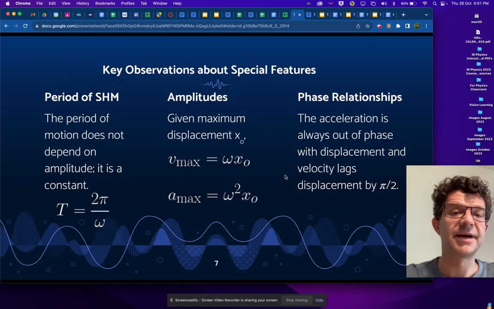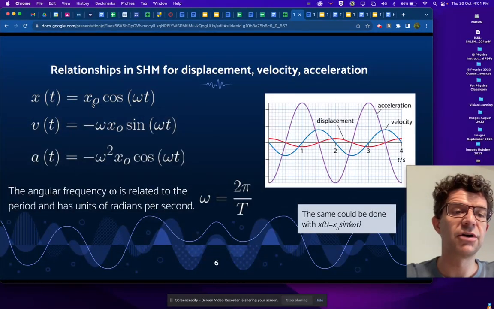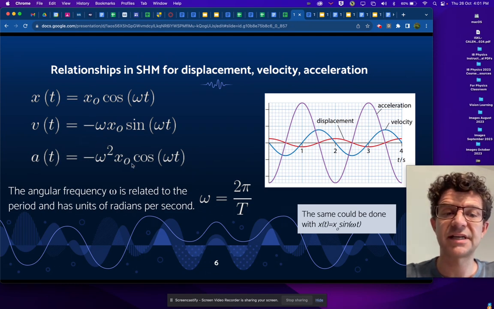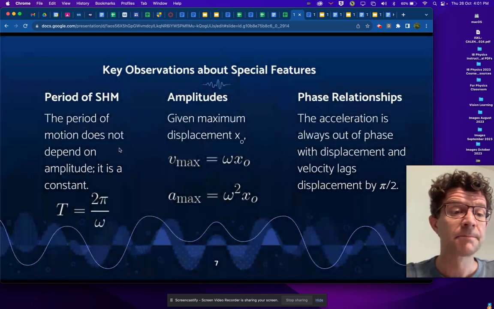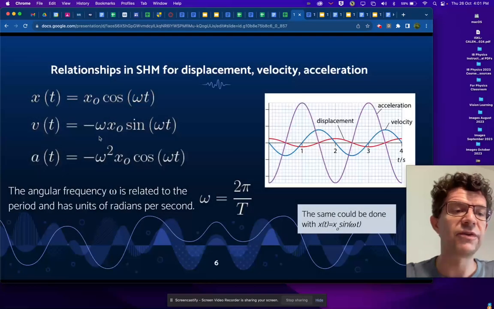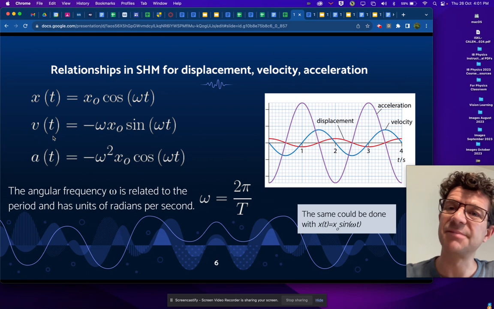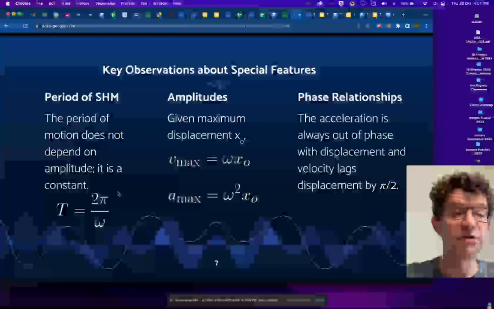Some key observations about some special features here. One, the period of motion doesn't depend on the amplitude, it's a constant. The value x0 could be anything that we want, and the acceleration would be omega squared times that displacement. Make it a larger displacement or a smaller displacement, it doesn't matter. The amplitudes can be looked at for both the amplitude of the velocity, like the maximum velocity that you achieve in the middle of the motion, and the maximum acceleration that you achieve at the far ends of the motion.